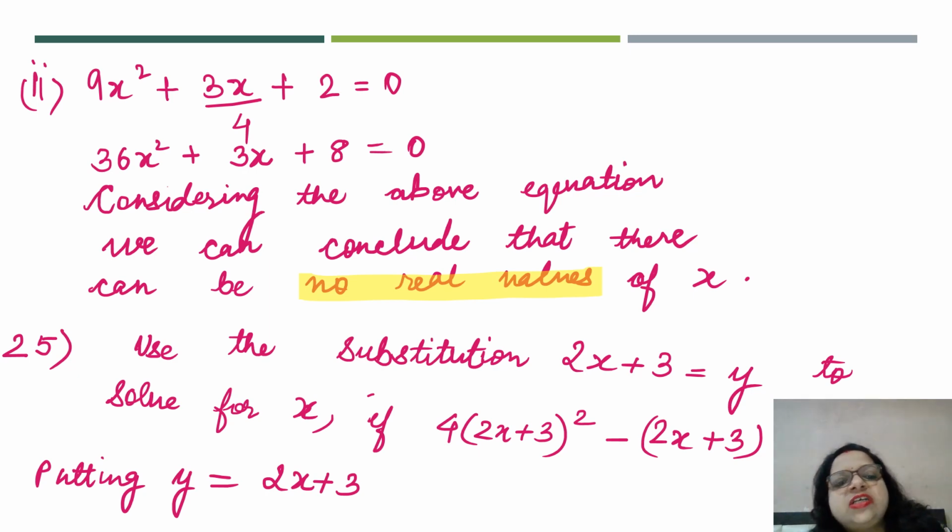Considering the above equation, 36x square plus 3x plus 8. 36 into 8 will give you a very big number, children. And what is the addition? It is only plus 3. So, if we consider the above equation, we can conclude that there can be no real values of x. You can try it, but no factors will satisfy this equation. So, there are no real factors for this equation.